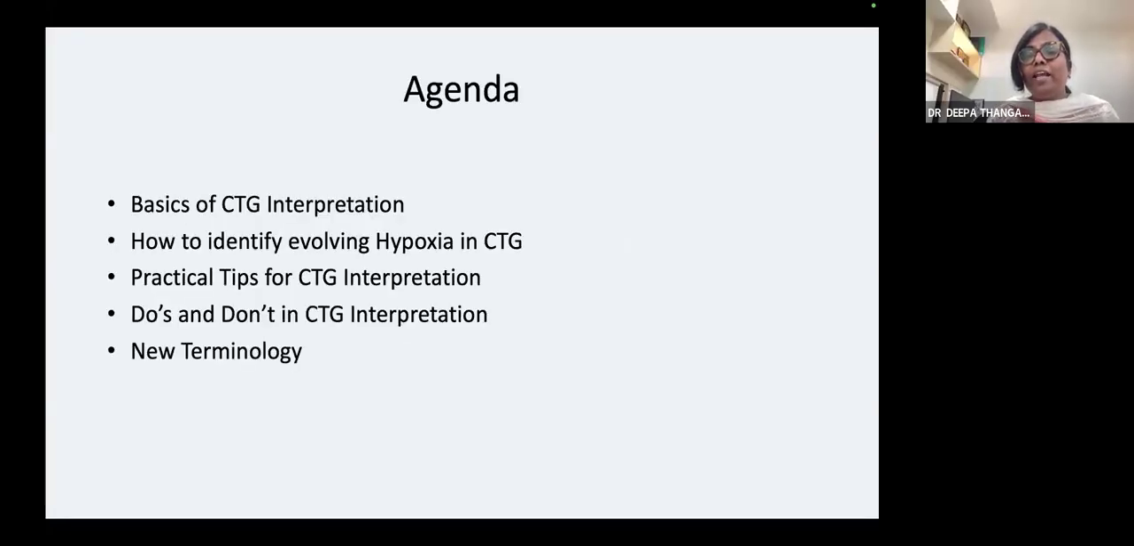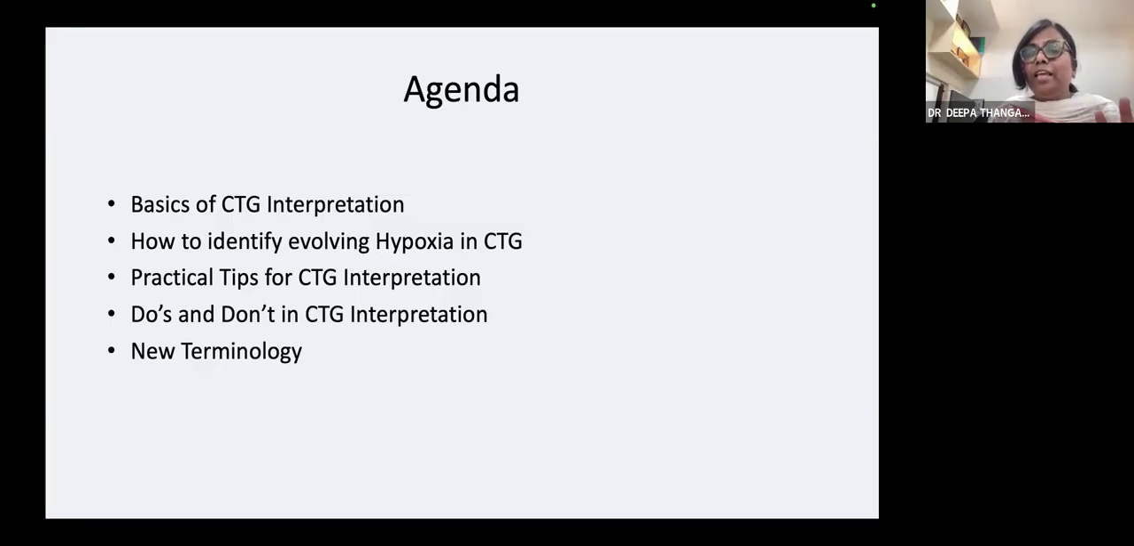So today's program is mainly concentrating only on the CTG. It's just like a revision class. Whether we are going in the right direction, whether our basics of interpretation are correct, how to identify any hypoxia in CTG, and some practical tips, do's and don'ts in CTG interpretation, and the new terminology. This is what we have today. So we are not discussing LCG today.